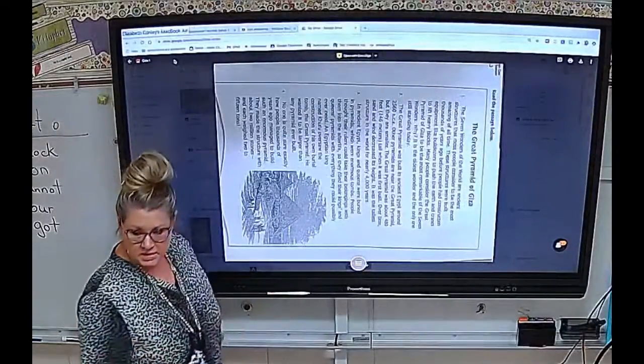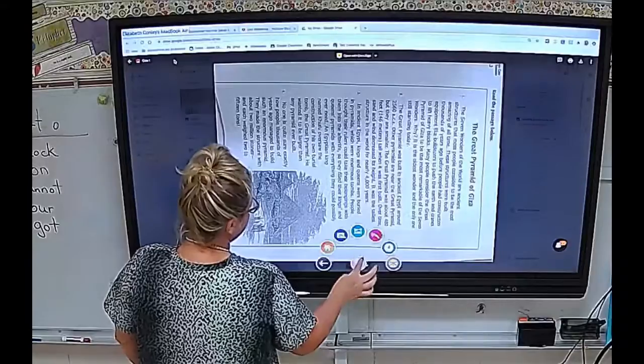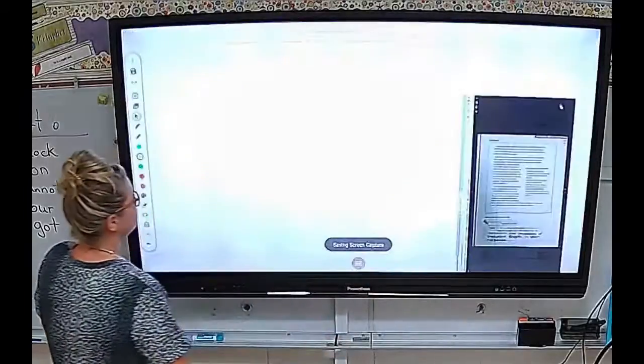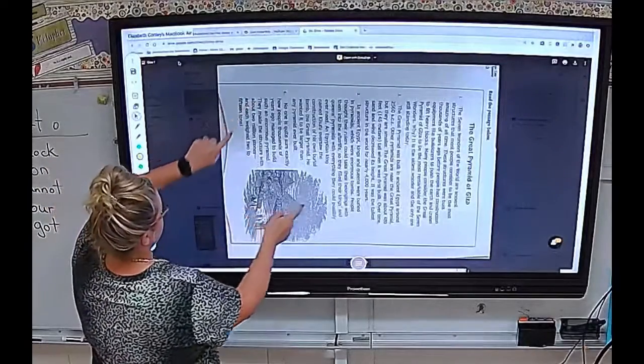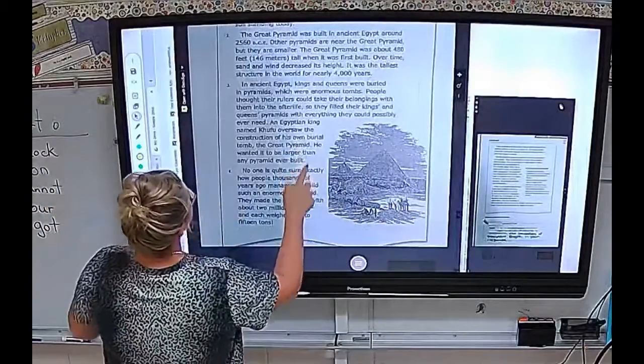Very nice. All right, Paisley, would you read that next paragraph? The Great Pyramid was built in ancient Egypt around 256 BC.